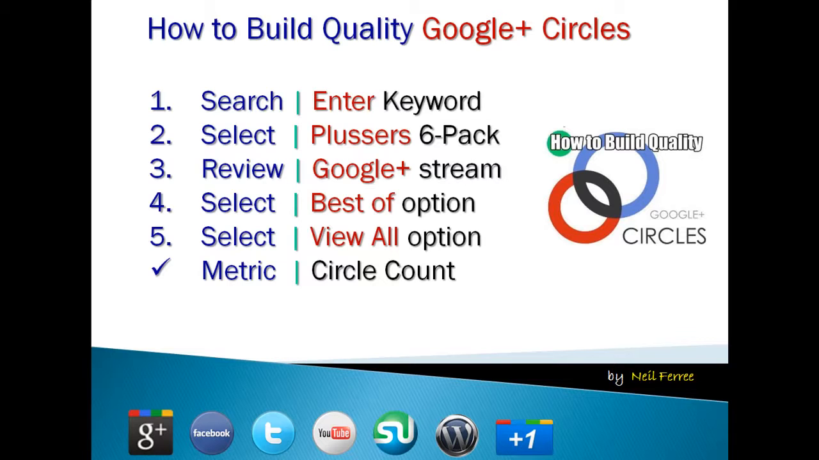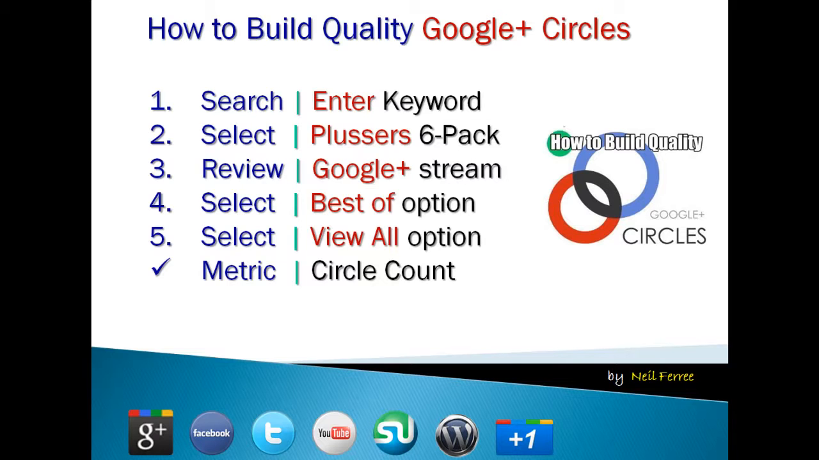So as you can see here, step one starts with the keyword. And then Google will render up the top 6 Google Plus people whose content is most relevant to that keyword phrase: local SEO, video SEO, social SEO. And then I inspect the stream because it's LIFO, last in first out, and that's kind of an indicator. But then I select best of so I can see what the algorithm says. These are the plussers who have the most relevant content based on that keyword search term.